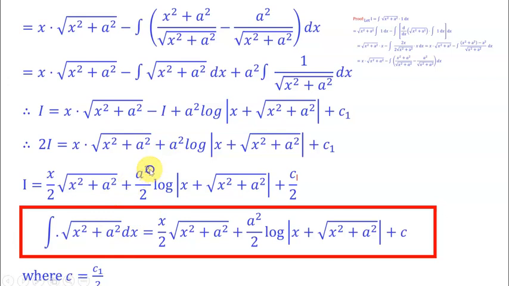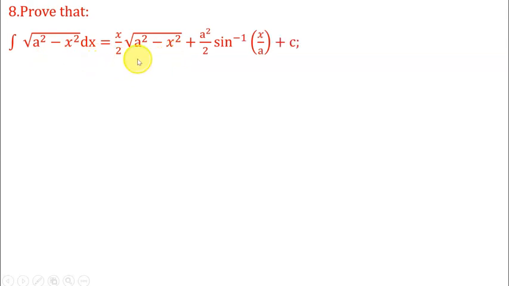Now, next example. Let us prove that the integral of root of a square minus x square dx is equal to x upon 2 root of a square minus x square plus a square upon 2 sine inverse of x upon a plus c. This example was asked in board examinations in 1996, 2002, 2016 and the July 2022 examination.